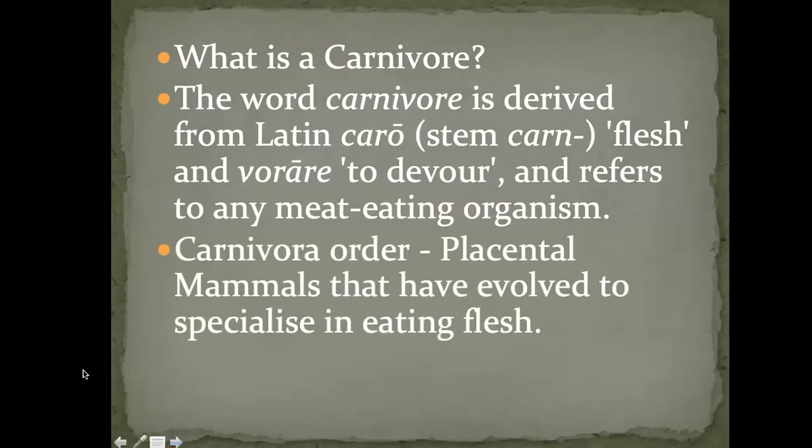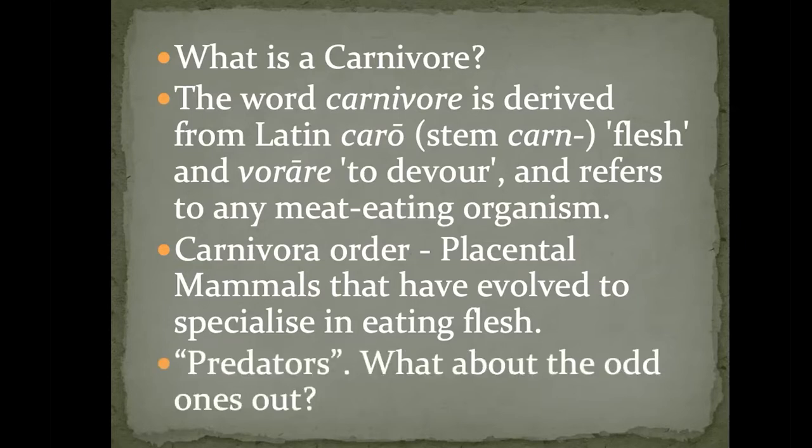So the Carnivora order. The Carnivora order are all placental mammals that have evolved to specialize in eating flesh. Now, just a quick point, there are three mammal groups, placental being the most common. We are placental, obviously a female mammal that has a placenta with which it nourishes a developing fetus. The other two are marsupials, which have a pouch, and monotremes, which are only found in Australasia, things like the duck-billed platypus, which lay eggs, very primitive mammals. But the carnivores are all placental mammals.